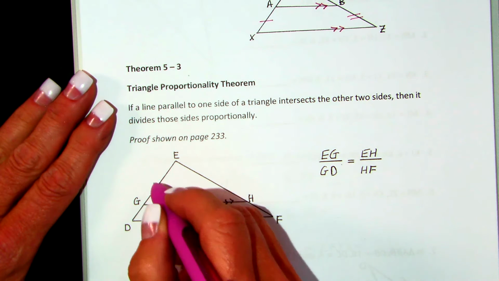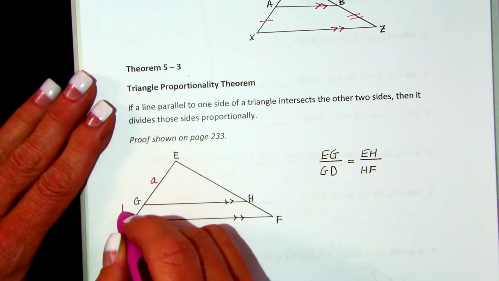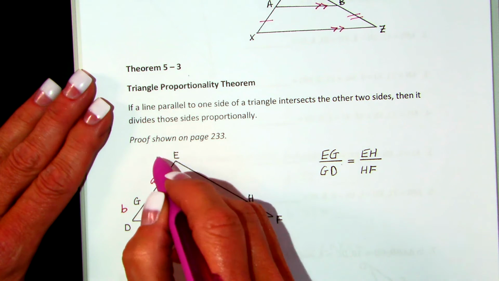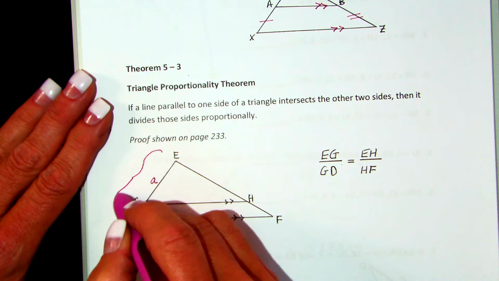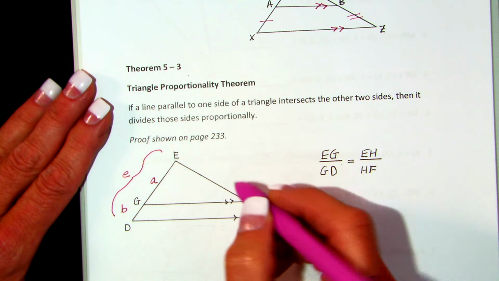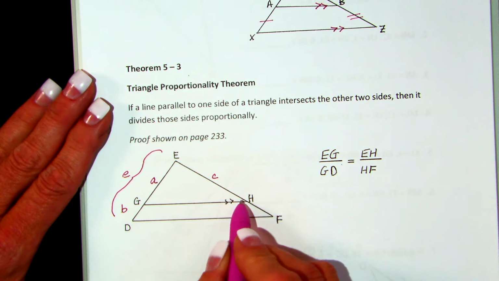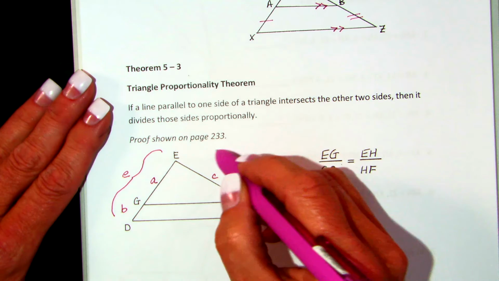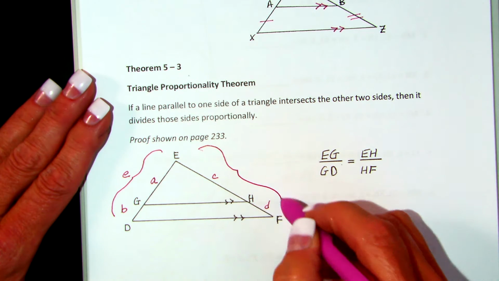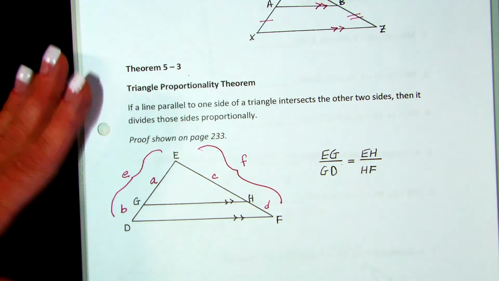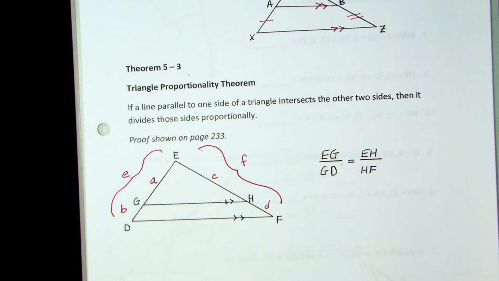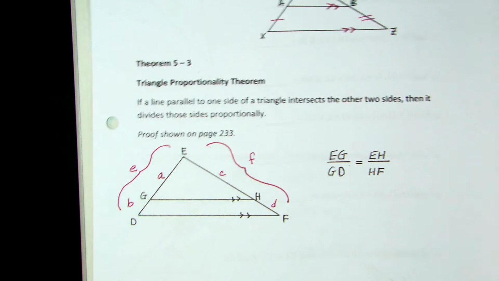But if we label this as A and this is B, and then this side is going to be E, and then this part will be C, this will be D, and this part will be F. Now these are different than the notes that I posted online, but very similar. They just might not be as neat.